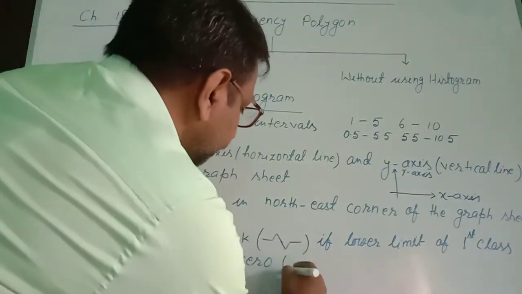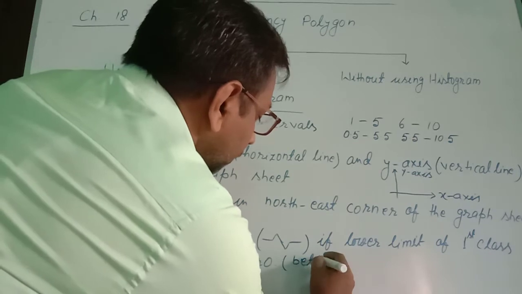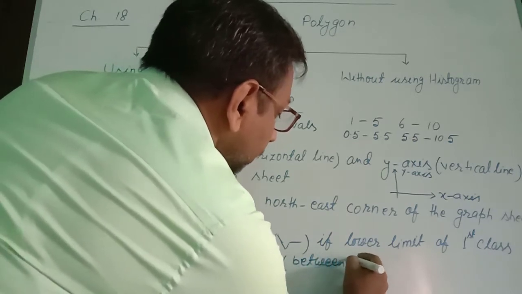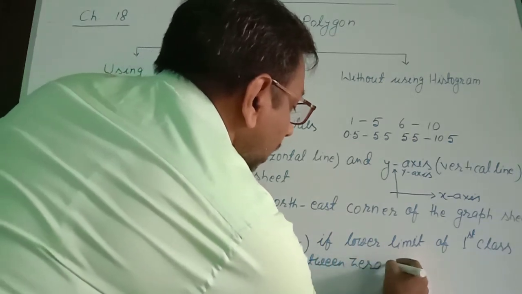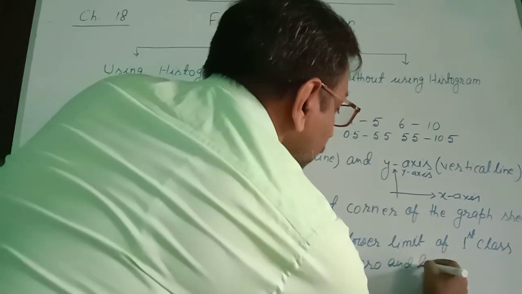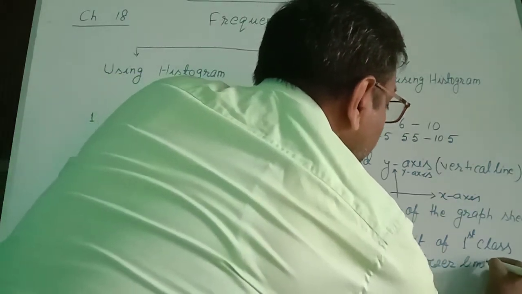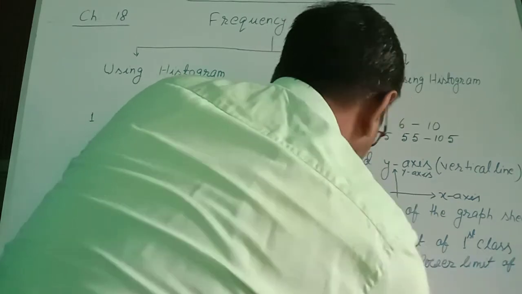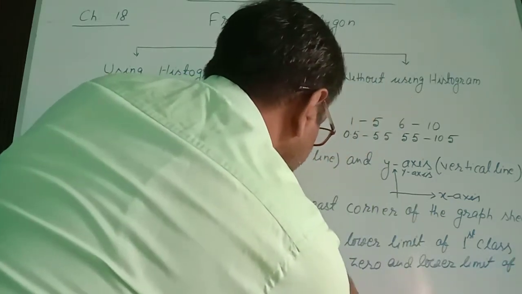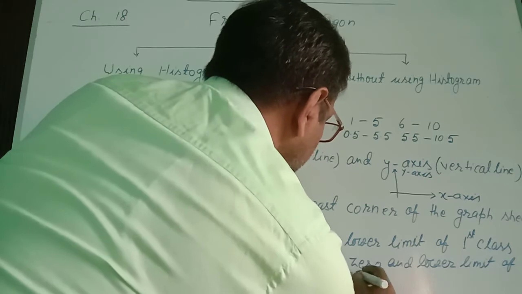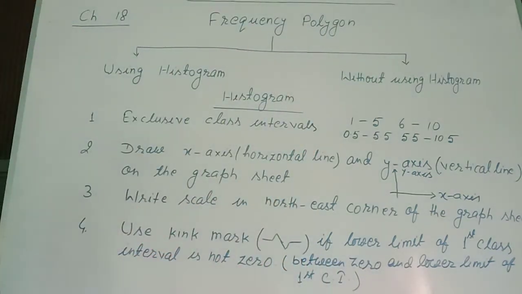between 0 and the lower limit of the first class interval, we use this kink mark. Now we will see the rough sketch, how to draw the lines of axis and how to use this kink mark.